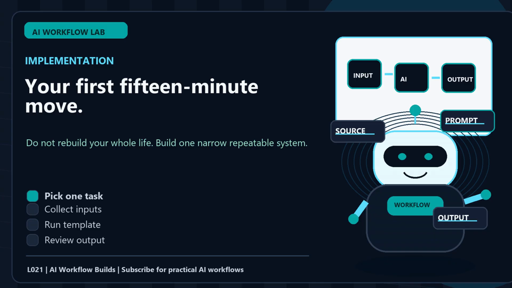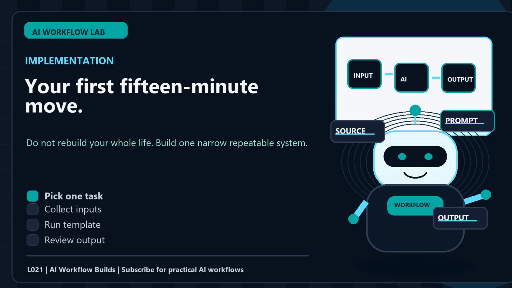Here is your first 15-minute move. Pick one recurring task related to AI SOP workflow. Do not pick the biggest task in your life. Pick something that happens often enough to matter and small enough to test today.